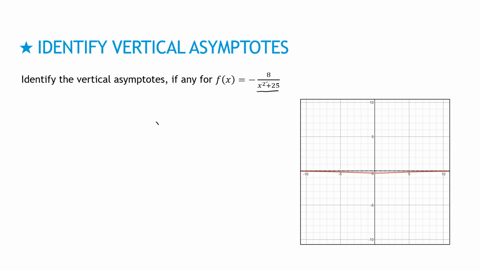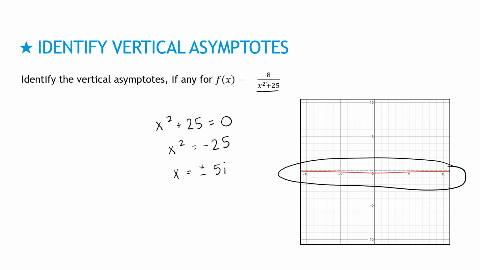And if you don't believe me, you could also just set this equal to 0. We would see x squared equals negative 25, x equals plus or minus 5i. Those are imaginary. Again, no vertical asymptote because it's imaginary. And again, we can verify that by looking at the graph. There's no vertical dotted line anywhere, and therefore there is no vertical asymptote.